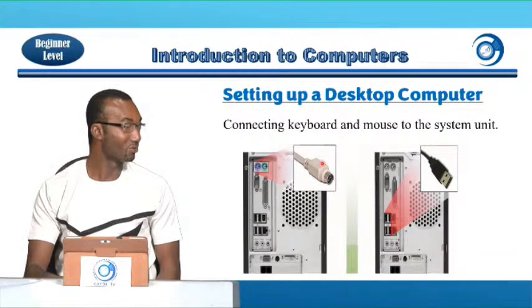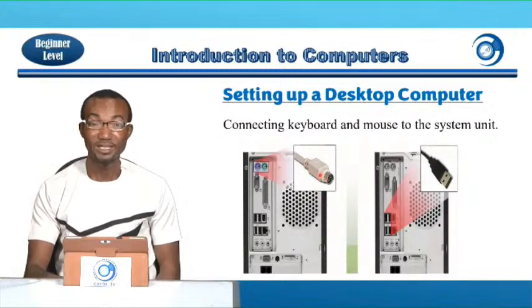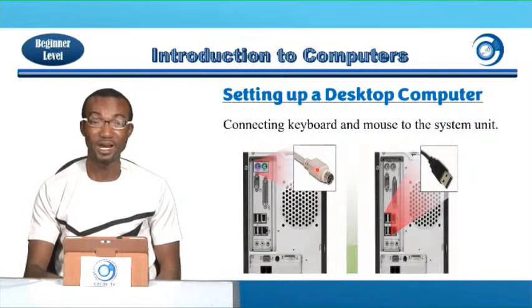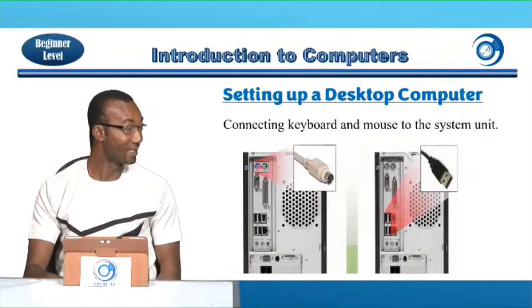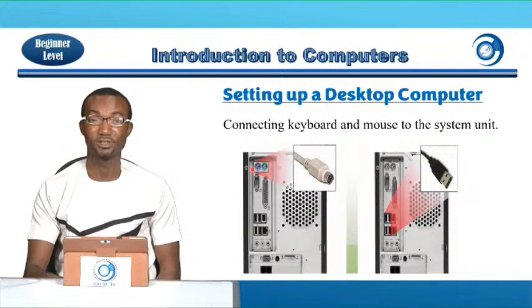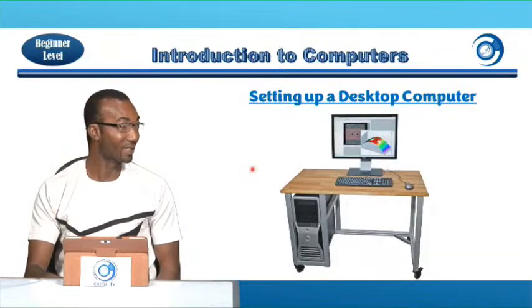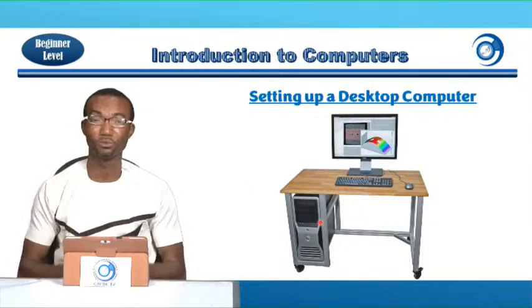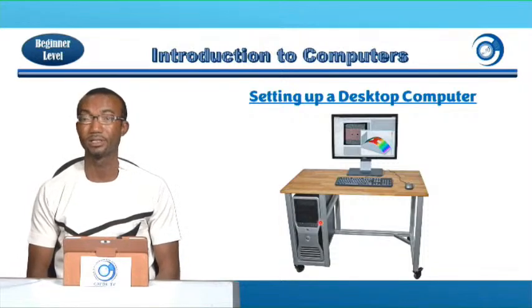You see that this PS2, the first one that we saw was green and move, but this one is white. It doesn't matter. This cable can be any color, but at the back of the system unit, know that the green is for the mouse, the move is for the keyboard. No matter the color this cable may have, make sure that the green is for the mouse and the move is for the keyboard. So after connecting everything, then your computer is set up and then you switch it on. So this is how we set up a desktop computer.